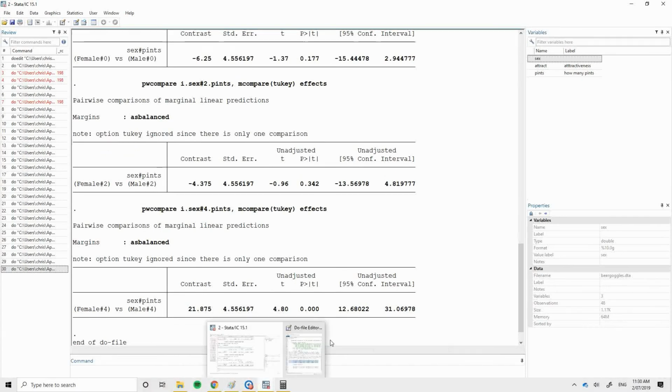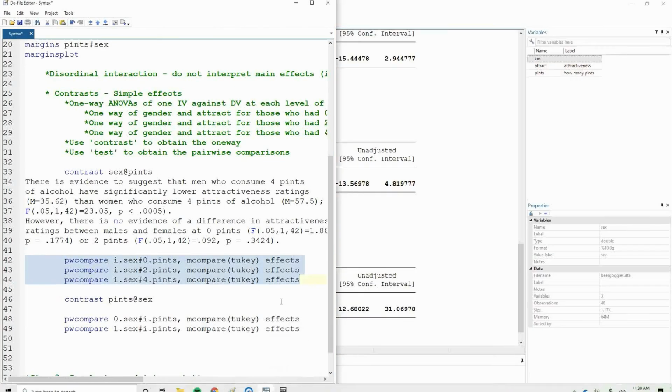Okay, so we've looked at whether or not males and females differ depending on their level of alcohol. But what about whether the relationship between the amount of alcohol a person's consumed and their attractiveness rating differs depending on their gender? So effectively, we're looking at the interaction the other way around now.